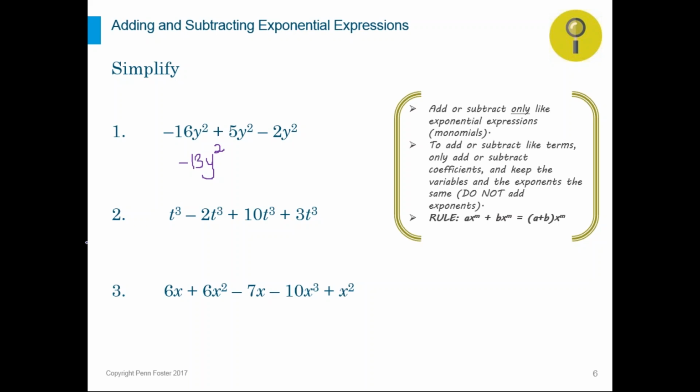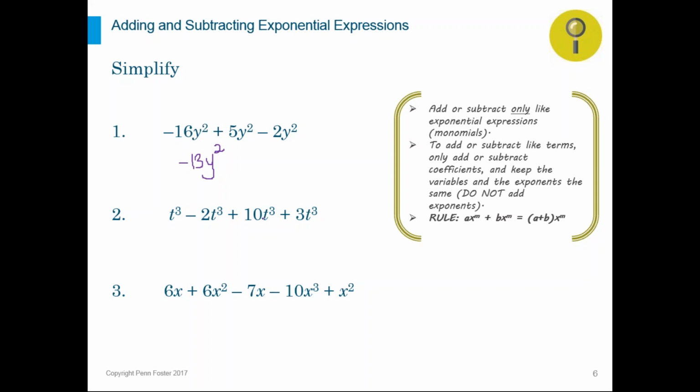Question number 2, the same thing here. t cubed minus 2t cubed plus 10t cubed plus 3t cubed. I'm going to look at the variable parts. All of them are t's. All of them have the same power. So I'm going to go ahead and add the coefficients only and keep the variable with the same power the same.